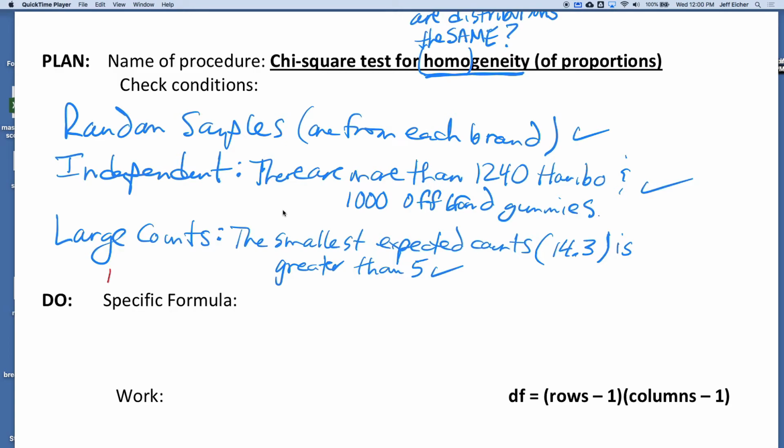Again, I just want to point out that there is no normal condition. So do not mention the normal condition. That's because chi-squared is not a normal curve. It's a right-skewed distribution. So we should not have any normal condition mentioned.